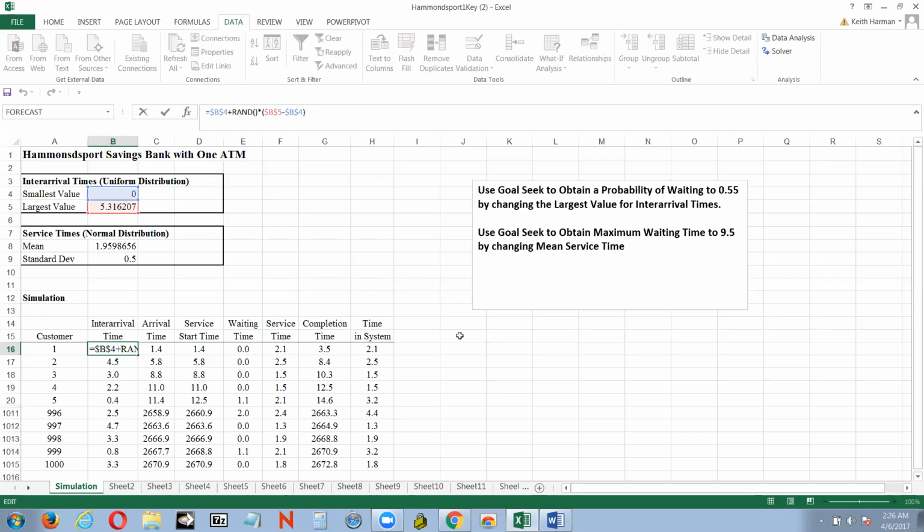So we take that largest value. The largest value will change because we have multiple numbers. So we're taking the difference. Basically what we're doing here is taking the smallest value, some random number, times B5 minus B4. And B4 is going to be as small as 0, and so anything we multiply times a random number is going to end up 0, okay?